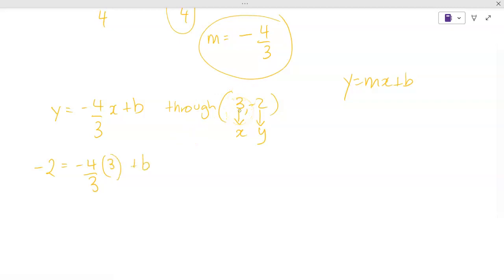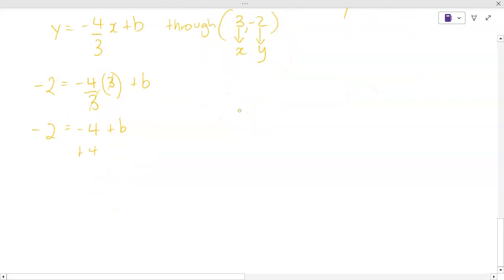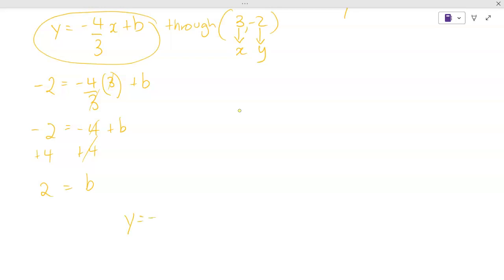Let's neaten it up. Minus 2 is, they can cancel, minus 4 plus b. We're nearly there. Let's add 4 to both sides. We're going to get 2 is equal to b. That goes back into this equation, and my new equation is y equals minus 4/3 x plus 2.